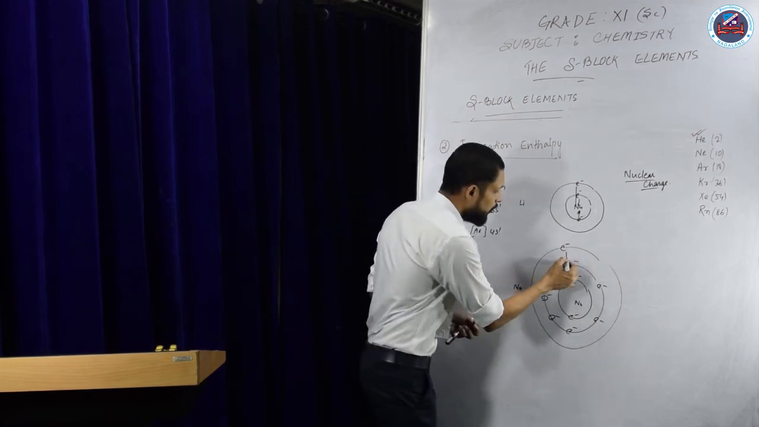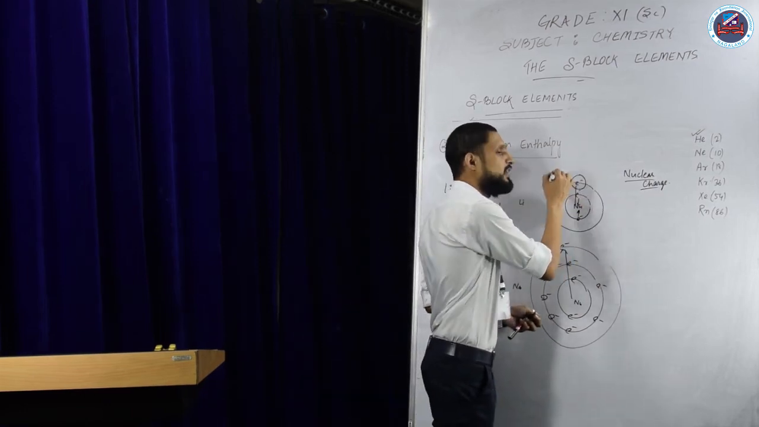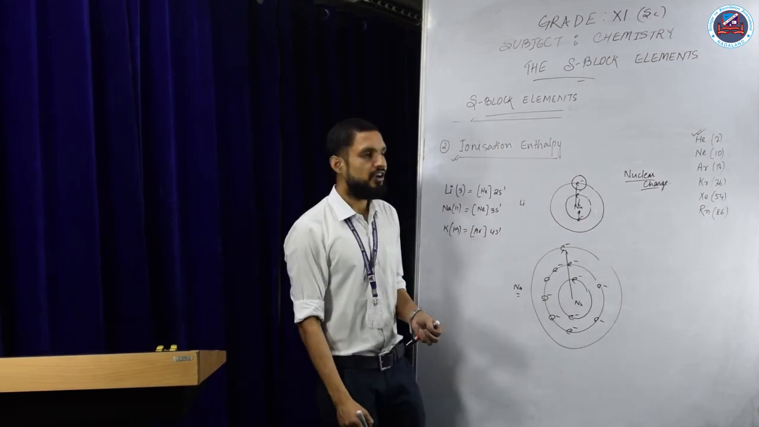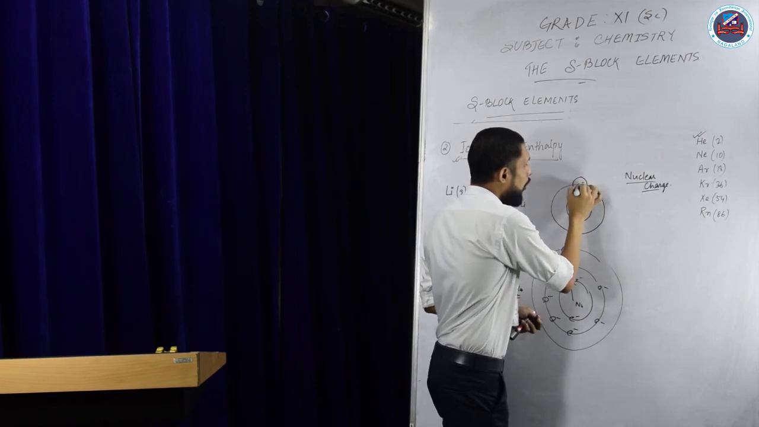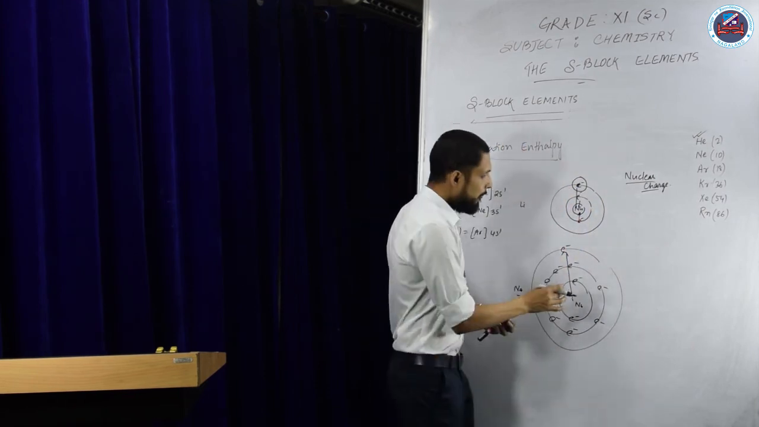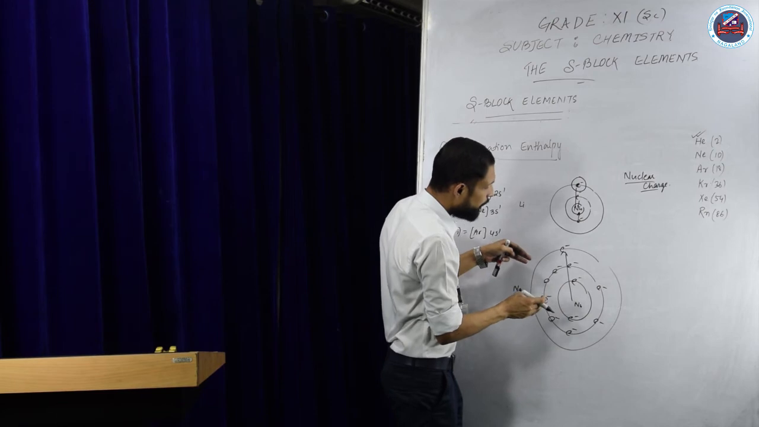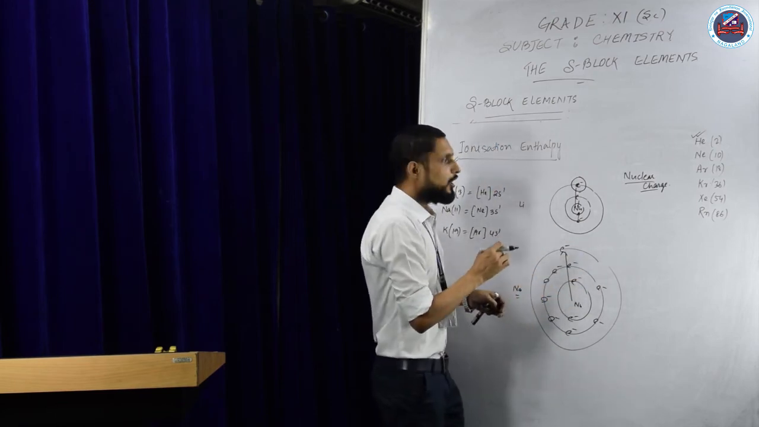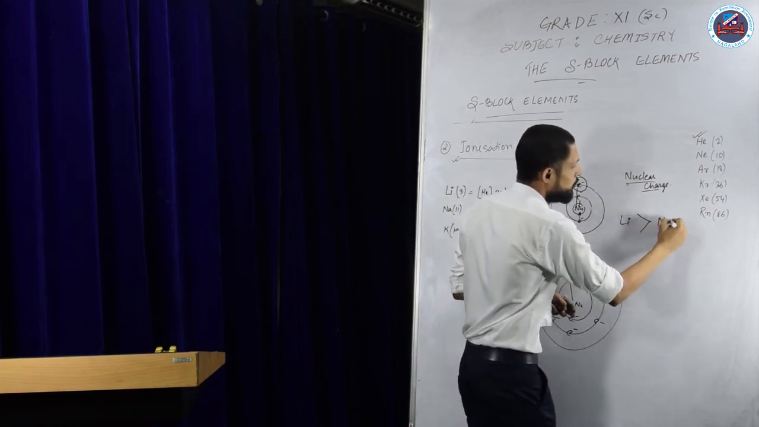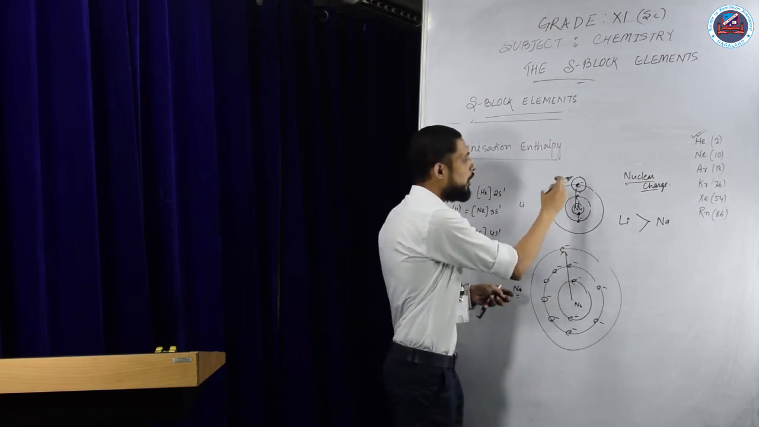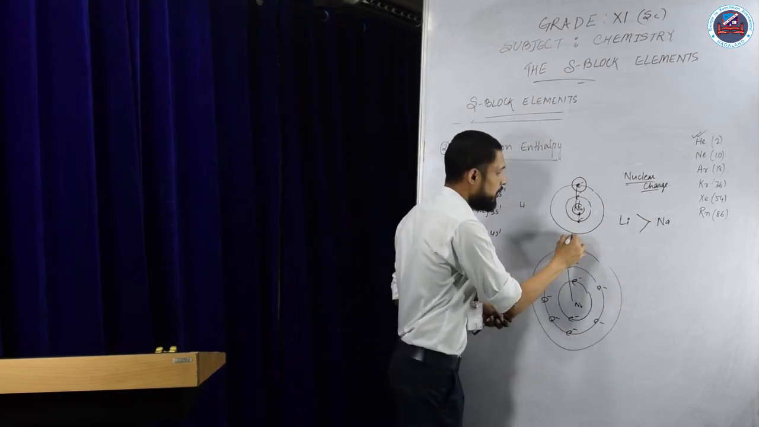Now, if you compare sodium and lithium, you will need more energy to remove an electron from lithium compared to sodium. The reason being, in lithium, the nucleus is close to the outermost shell compared to sodium, because in case of lithium, you have 2 shells, whereas in case of sodium, you have 3 shells. So the nuclear charge in lithium is more than in sodium. So if you have to pull out an electron from lithium, you will need more energy compared to sodium.